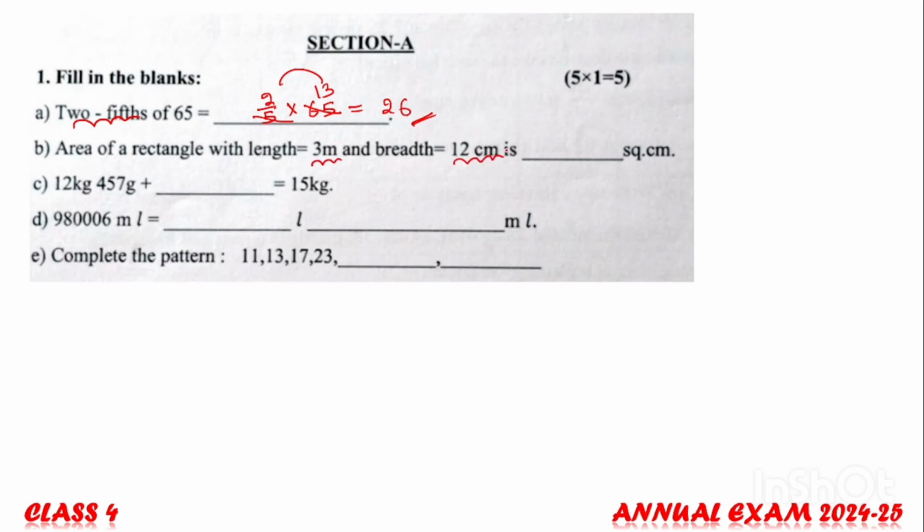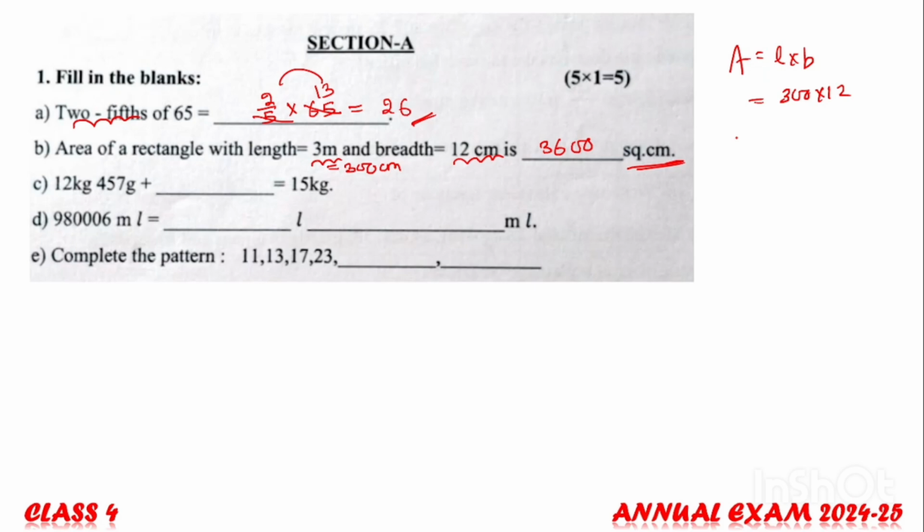Now, the area of the rectangle with length equal to 3 meter and the breadth equal to 12 centimeter. Here the units are different. So first of all we convert into the same unit, that is 3 meter equal to 300 centimeter. Now length given, breadth given. So the area formula is length into breadth, that is 300 into 12, that is 3600 square centimeter. All of you understand?